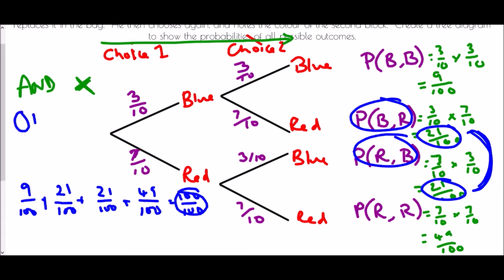The word or in probability suggests that we should add. And so we would add together those two probabilities and get 42 out of 100 in order to find the probability of getting one of each.